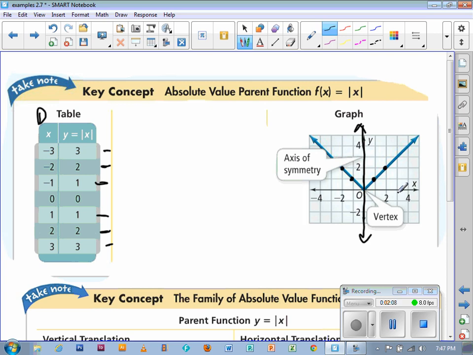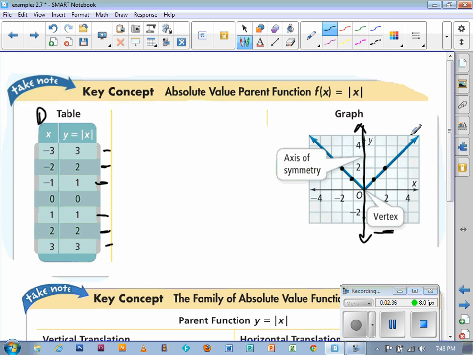Another very important term here today is called the vertex. The vertex simply is where the V begins. In this case, it's going to start at the origin, but that doesn't always have to be. But the parent function will begin at the origin. Now, what we're going to be doing with this V-shaped graph, the parent function, is moving it around. We're going to be translating it, we're going to be compressing it, and we're going to be dilating it.